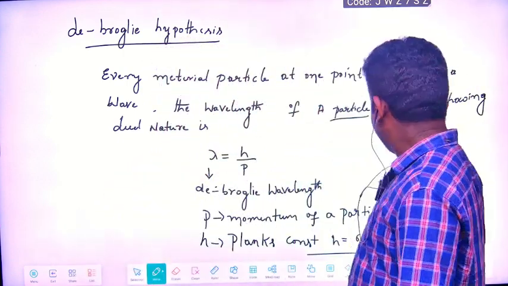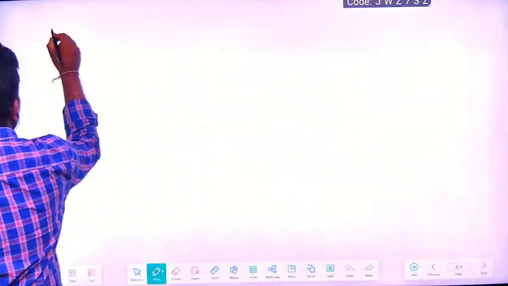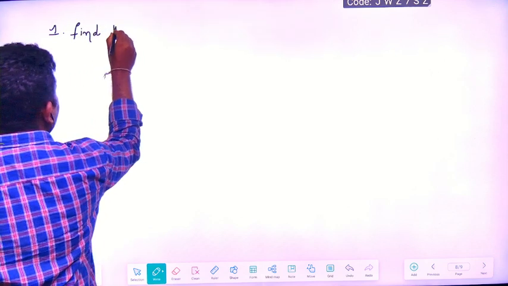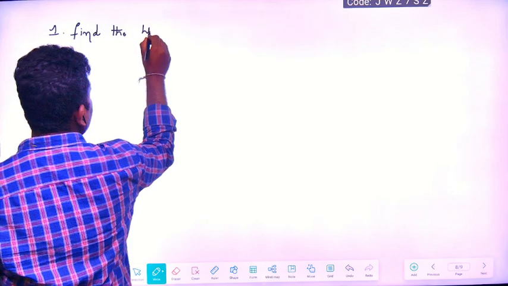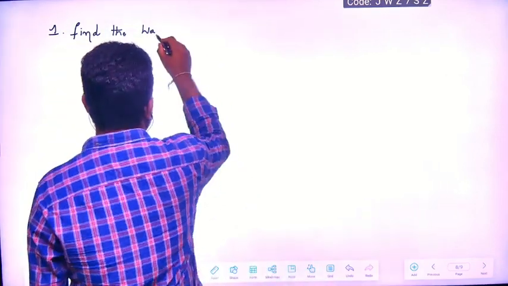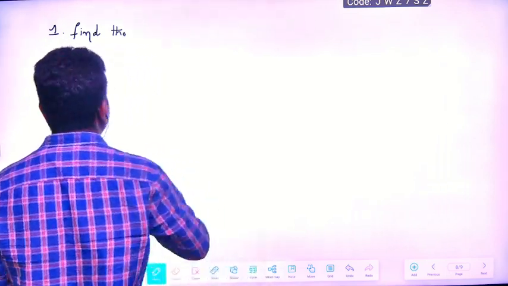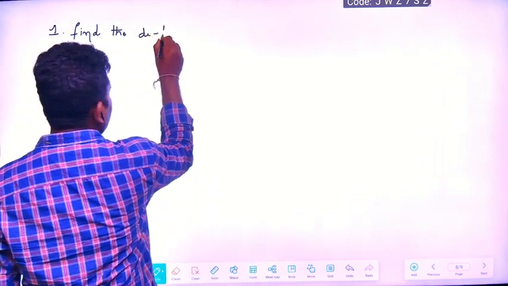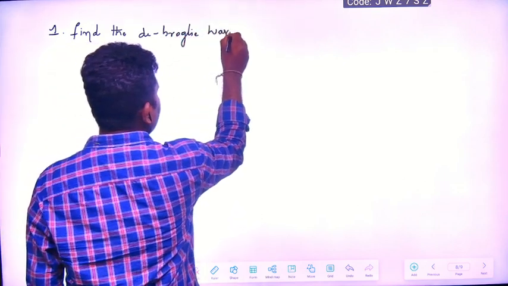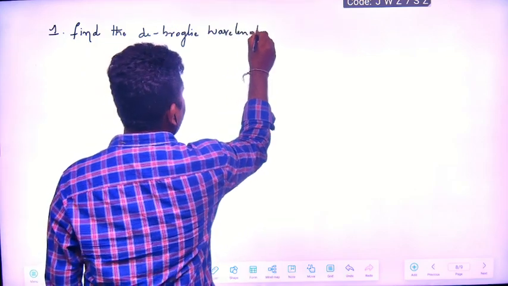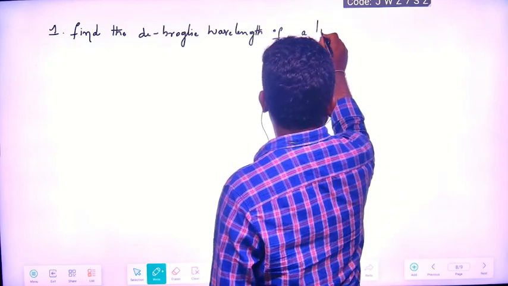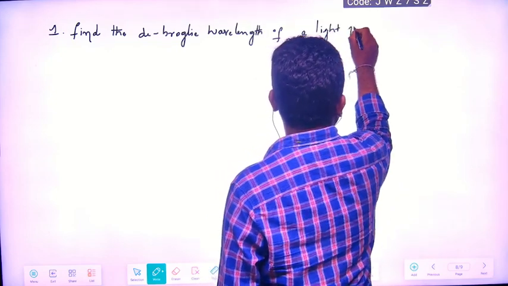Then find the wavelength, or de Broglie wavelength. You know what is de Broglie wavelength, right? What is de Broglie wavelength means? It's a wave nature of that particle. De Broglie wavelength of a light particle.